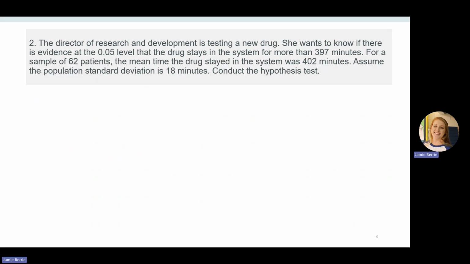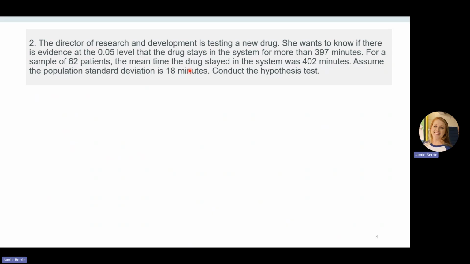All right, here's another one. Again, all very similar scenarios, just with different numbers. This one says, the director of research and development is testing a new drug. She wants to know if there's evidence at the 0.05 level that the drug stays in the system for more than 397 minutes. In a sample of 62 patients, the mean time the drug stayed in the system was 402 minutes. Assume that the population standard deviation is 18.